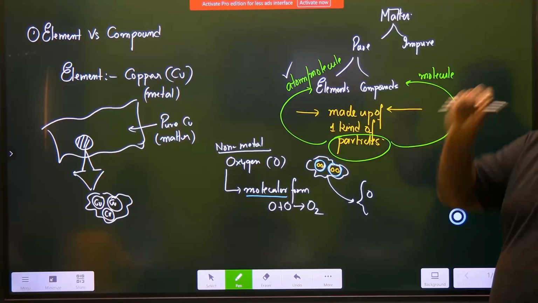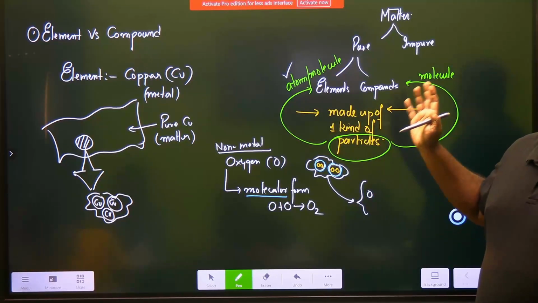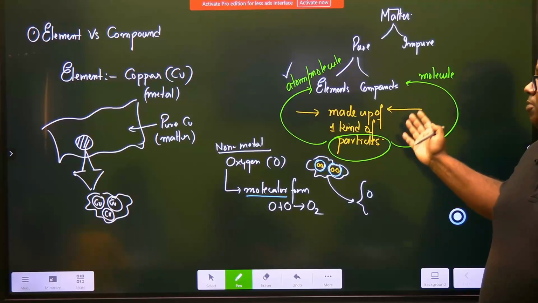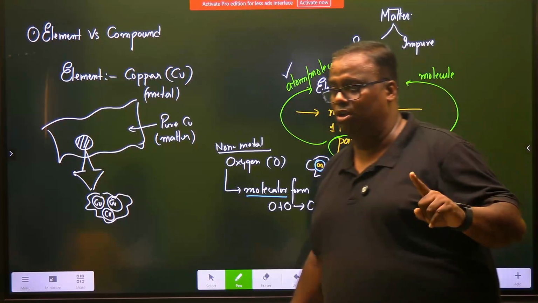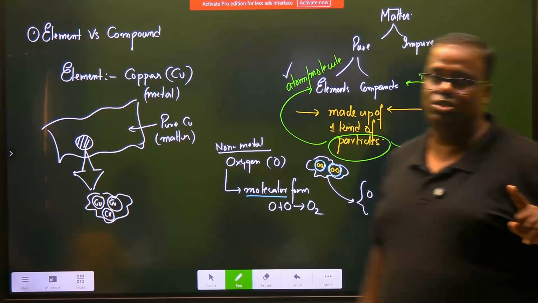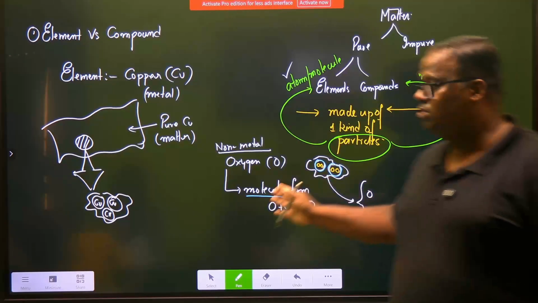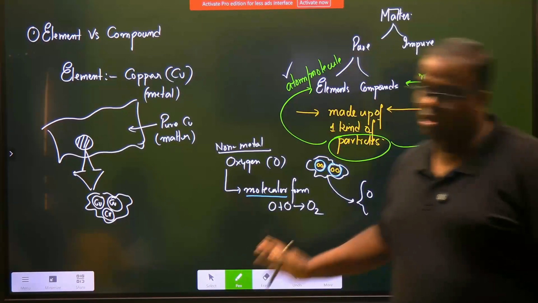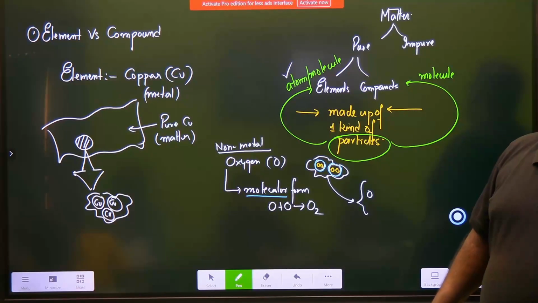Element consists of, please write. If you are not writing, you will forget. These things are very, very significant for your understanding. Element comprises only one kind of particle, and that one kind of particle can either be an atom or a molecule. Metals usually will come in atomic form, whereas non-metals will be coming up in molecular form. Like if you want to inhale chlorine, you will inhale Cl2. If you want to inhale nitrogen, you will inhale N2, right?